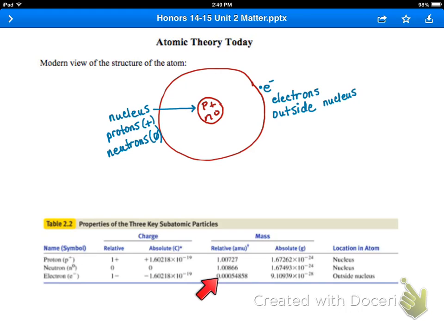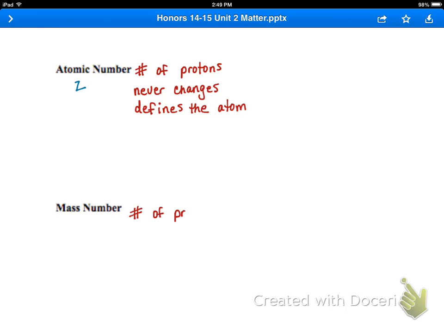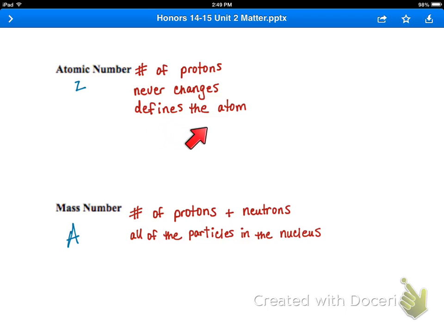Electrons, on the other hand, have an incredibly small mass, 0.0005 atomic mass units. This number is so small that we usually count it as 0. So the atomic number is the number of protons in an atom. It never changes without changing what the element is, and it defines the atom. So when you want to know what element you're talking about, you look at the number of protons, and that tells you. The symbol for atomic number is Z.